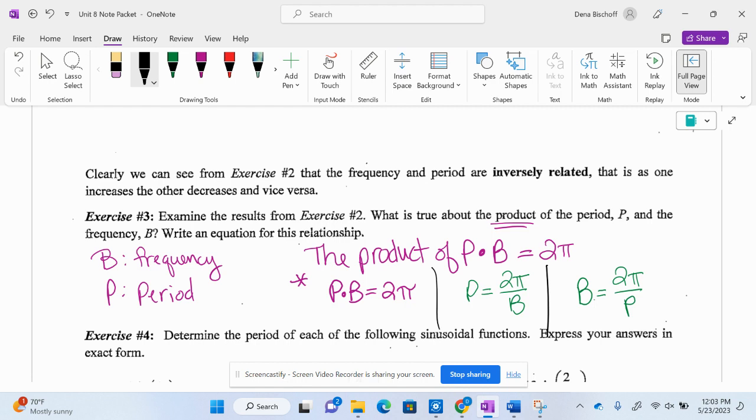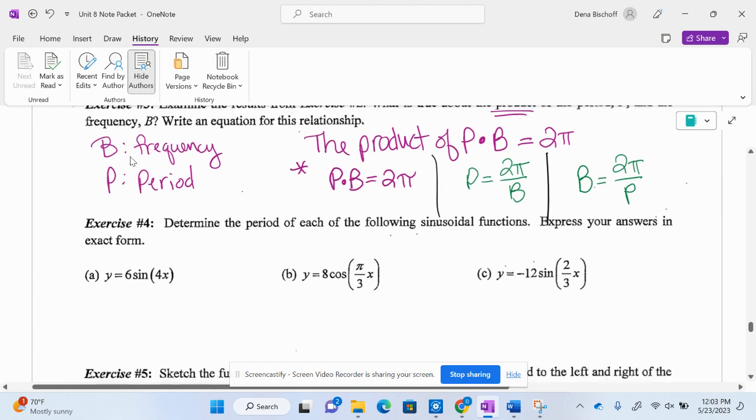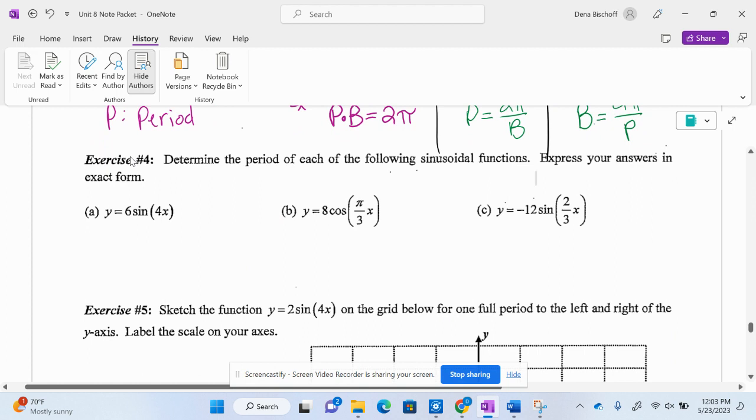Okay. So we need to know the period because that helps us think about how we are going to graph our functions, right? So let's look at exercise number 4A. It says y equals 6 times the sine of 4x. So my frequency is what? My frequency is 4. I need to figure out what the period is.